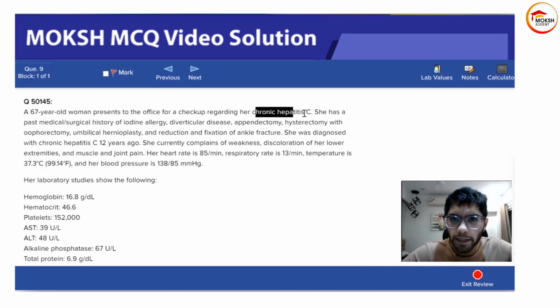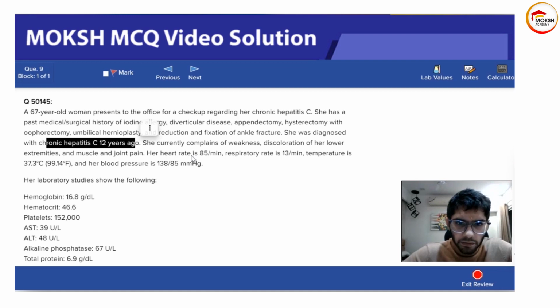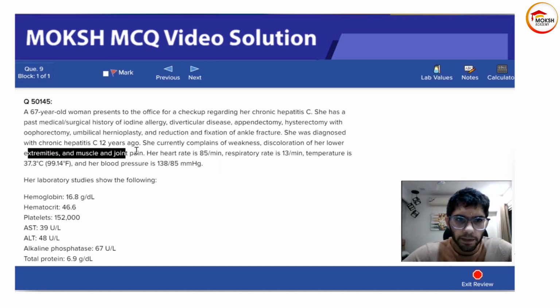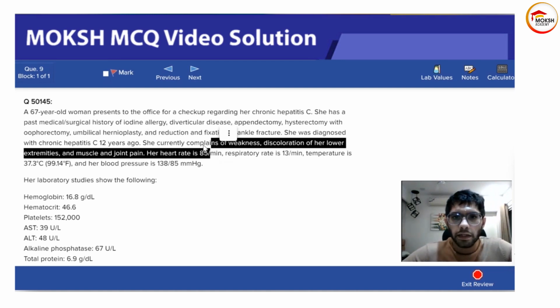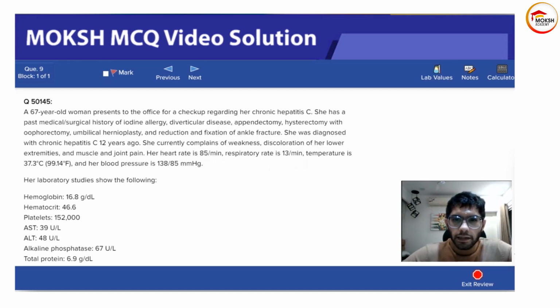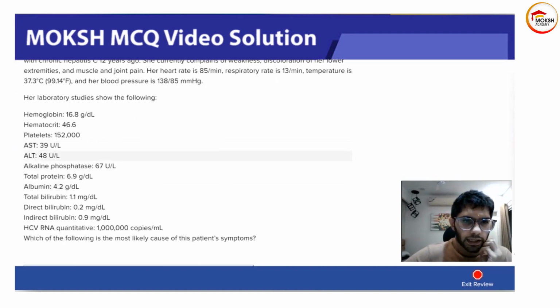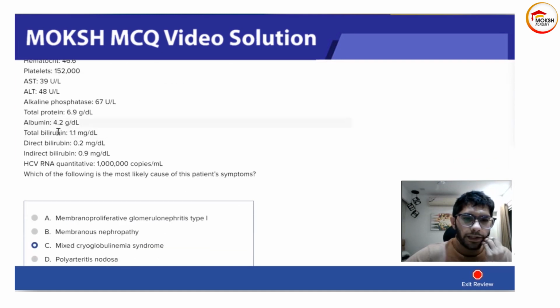Regarding chronic hepatitis C. Okay, so here it is given. She has past medical history, iodine allergy. All of this is not much important over here, not pertaining to this question. Diagnosed with chronic hepatitis C 12 years ago. Complaints of weakness, discoloration of her lower extremities, and muscle and joint pain. So this is the key over here: weakness, discoloration of her lower extremities, and muscle and joint pain. Her heart rate is 85, all of this is normal. This shows that her LFTs are normal, within normal range.